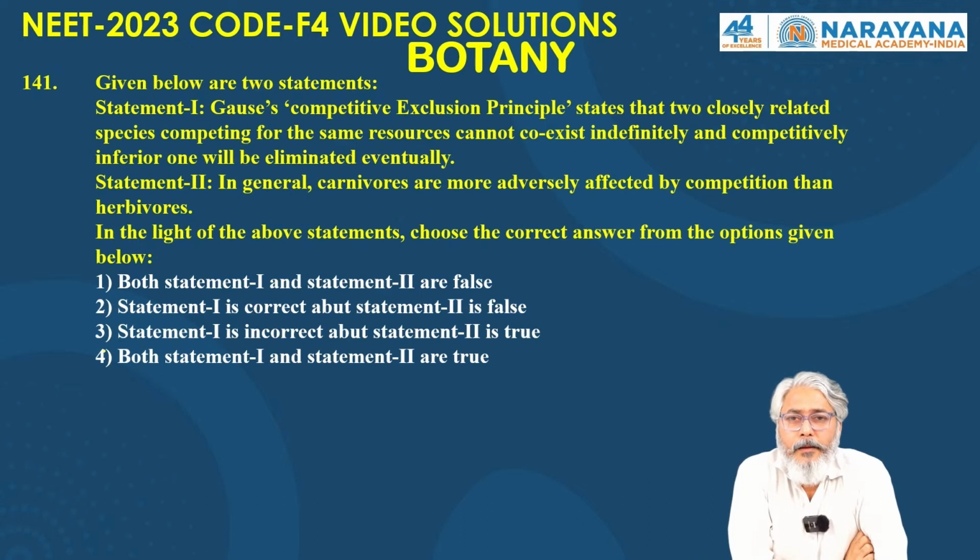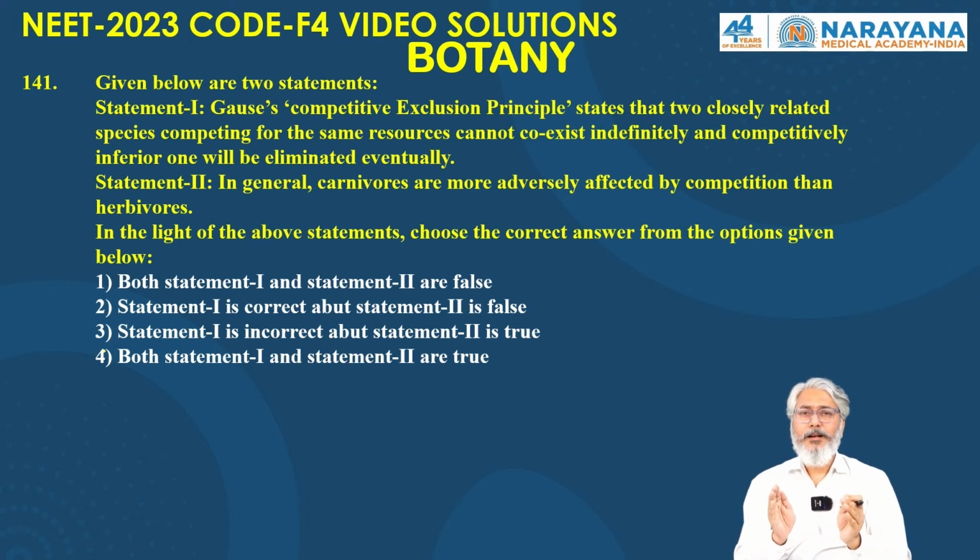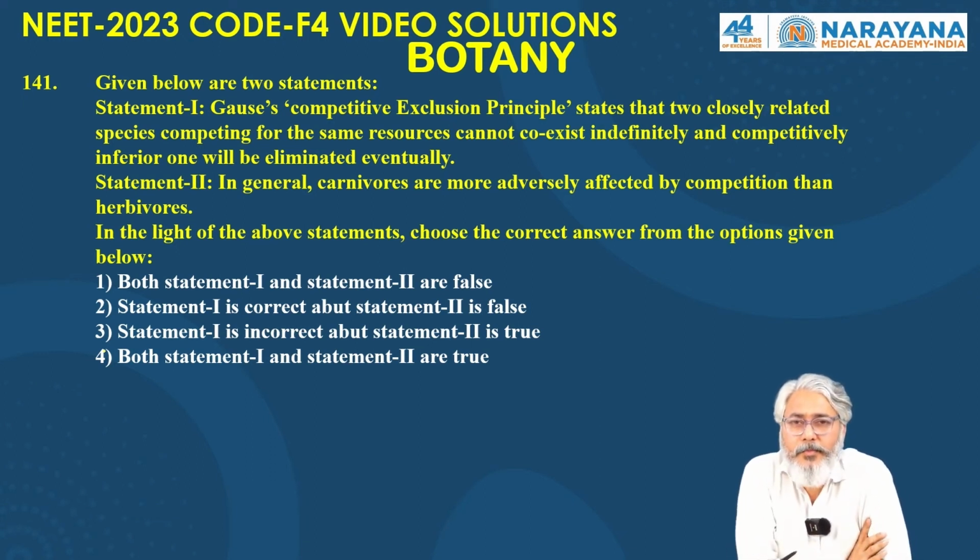Statement 1. The Gause competitive exclusion principle states that two closely related species competing for the same resources cannot coexist indefinitely, and the competitively inferior one will be eliminated eventually. So this is the correct definition of Gause's competitive exclusion principle. So it is correct, true.